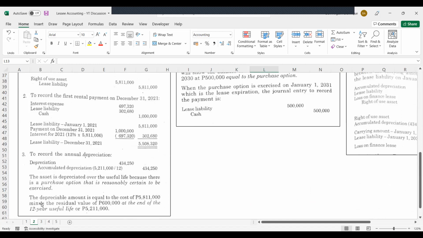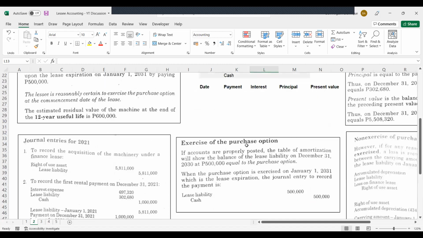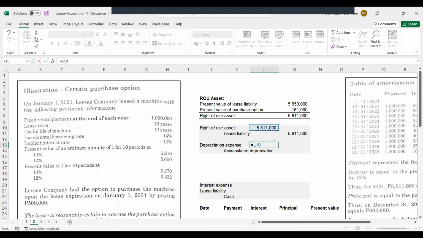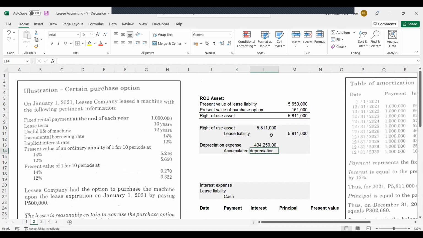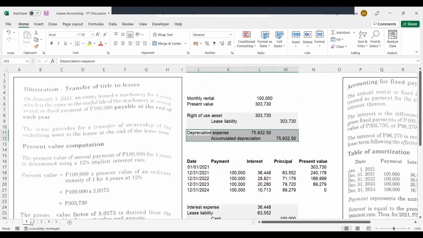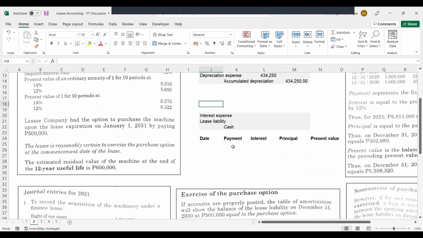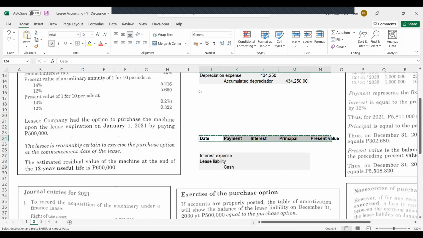So, basahin natin. Sabi, the depreciable amount is 5,811,000. Pero kapag nagde-depreciate tayo, we need to deduct the residual value. So, 5,811,000 minus 600,000 residual value divided by the useful life of 12 years. So, doon mo makuha yung 434,250. Okay. So, next tayo, gagawa na tayo ng table. Para magkamukha sila.